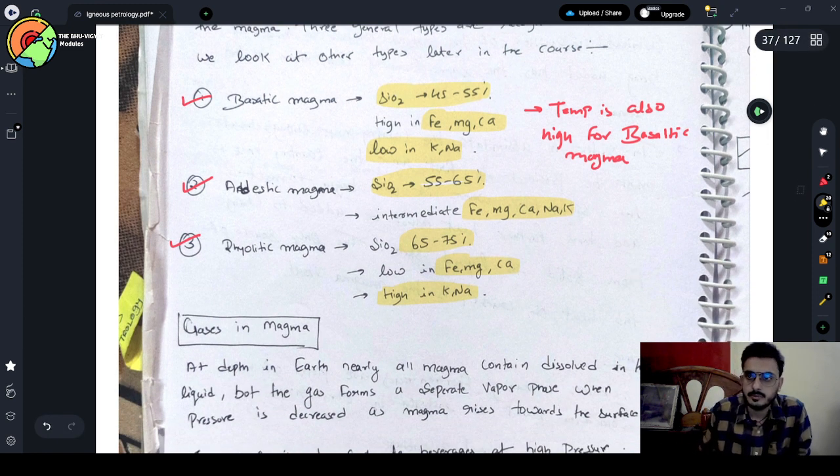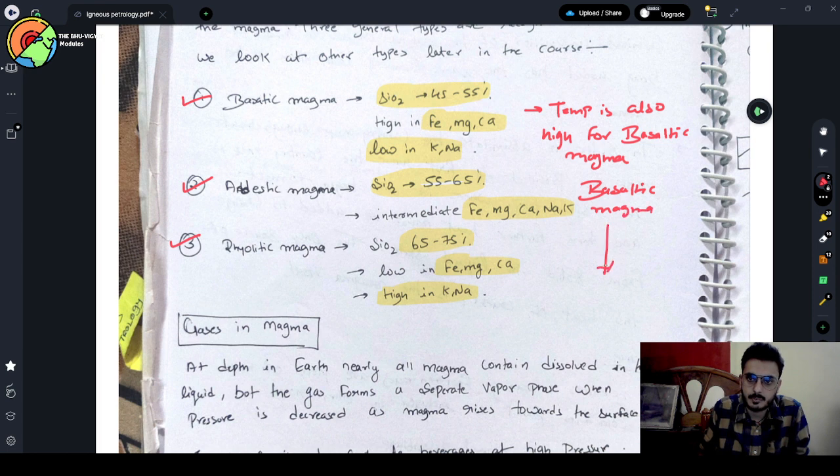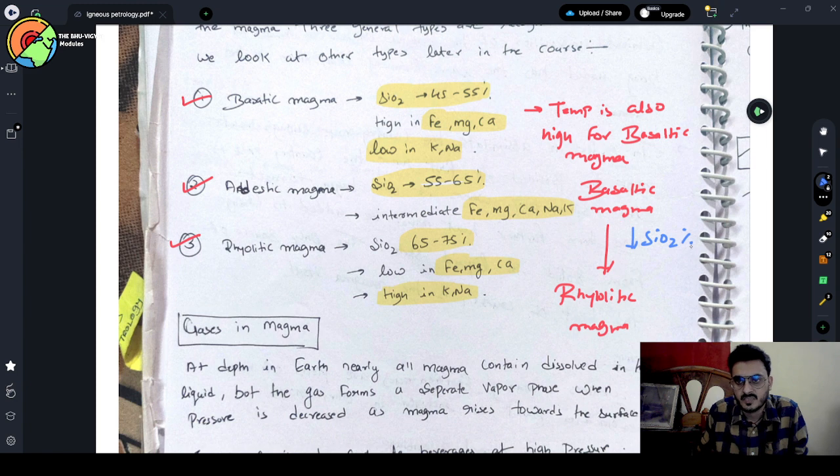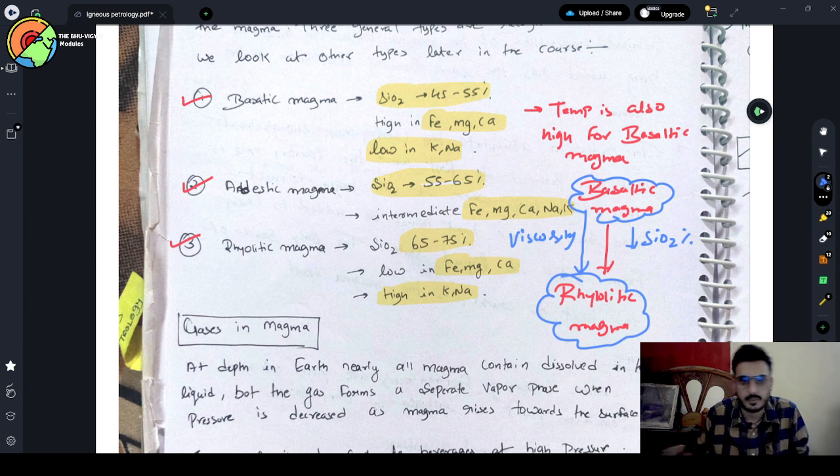Okay, so if you see from basaltic magma to rhyolitic magma, what is increasing? Our SiO2 percent is increasing. As SiO2 percent is increasing, viscosity also increases from basaltic to rhyolitic magma. So here SiO2 percentage is 45 to 55%, and here SiO2 percentage is 65 to 75%.